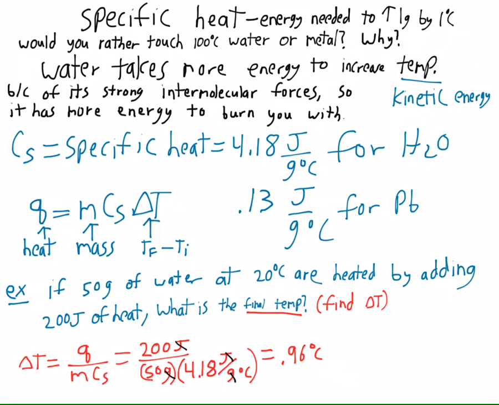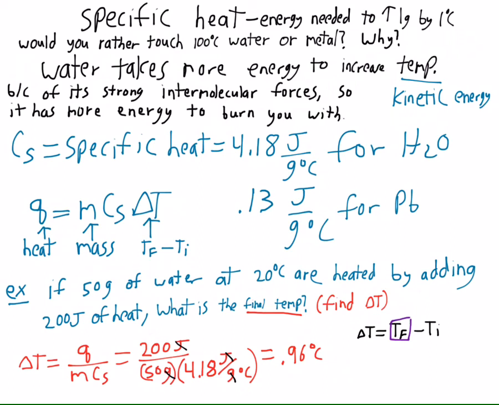Okay, so the change in temperature is 0.96 degrees Celsius, but we're not done with the problem. That's the change in temperature. So then just write the equation for change in temperature, final minus initial temperature. And we're solving for final temperature. So similar to how I showed you the algebra before, we want final temperature all by itself.